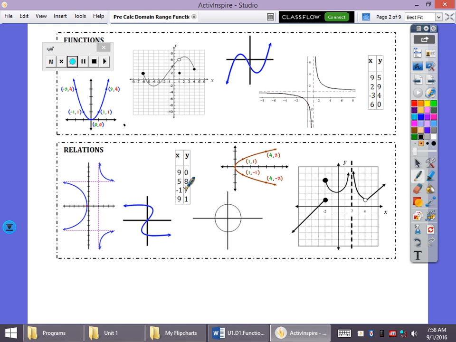Now, when we go to tables and equations, we're going to check what? X values. We're going to check and make sure that each X only goes to one Y, okay? Or sorry, yes, each X only goes to one Y. All right.